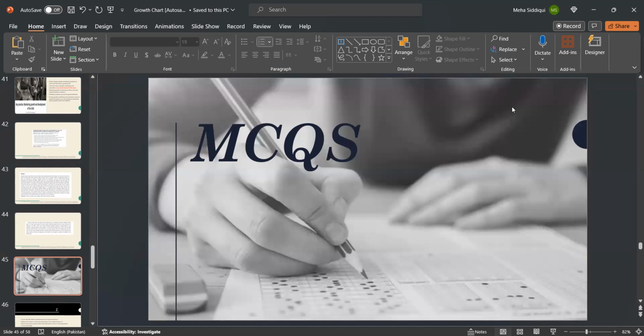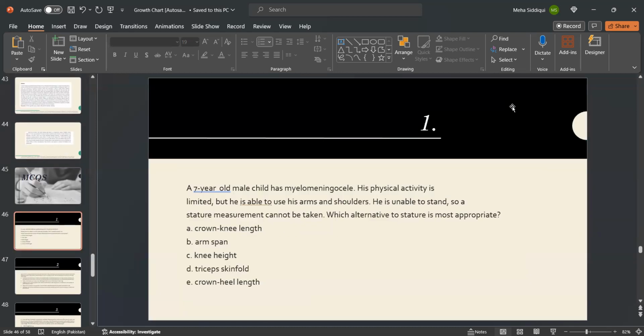Now, coming to MCQs. MCQ number 1. A 7-year-old male child has myelomeningocele. His physical activity is limited, but he is able to use his arms and shoulders. He is unable to stand, so a stature measurement cannot be taken. Which alternative to stature is most appropriate? Crown knee length, arm span, knee height, triceps skinfold, or crown heel length?